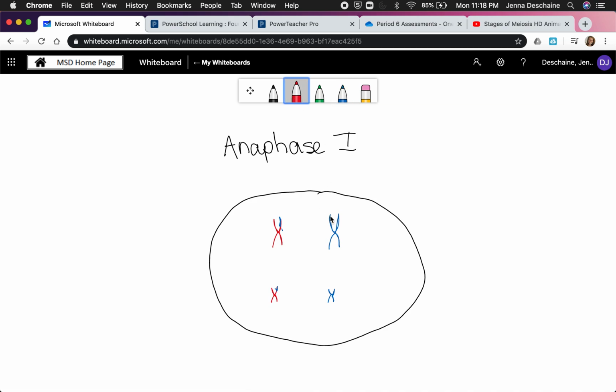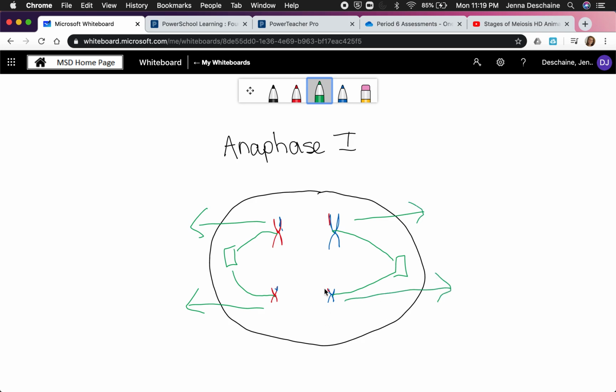Remember, they have exchanged genetic information through crossing over, like that. All right, and those microtubule ropes pull on the chromosomes to their side of the cell, okay? So unfortunately, they will not stay together. These chromosomes are going to go this way, and these chromosomes are going to go this way. So it's very sad, but they'll be okay by themselves, okay?